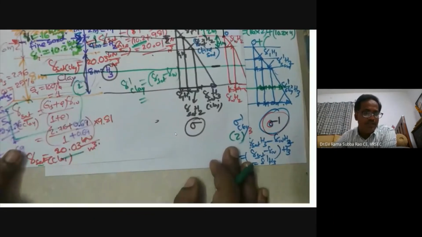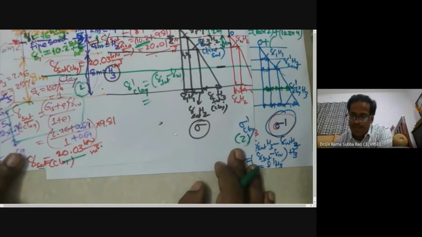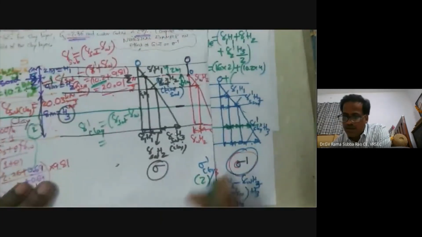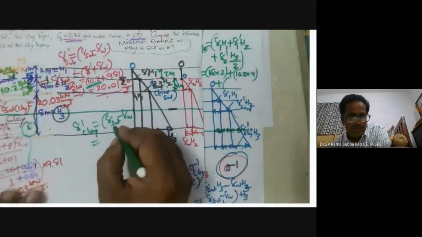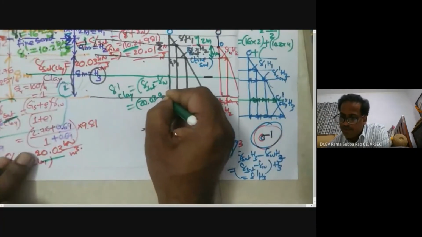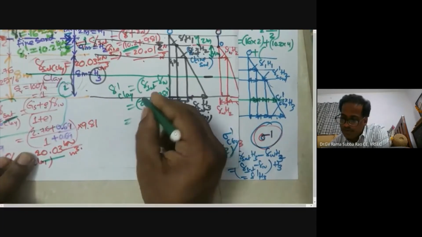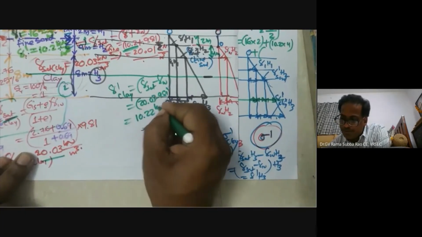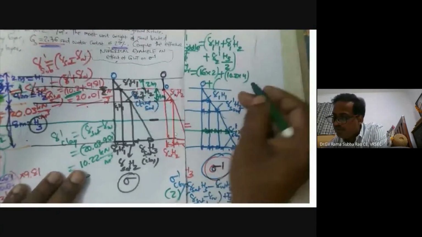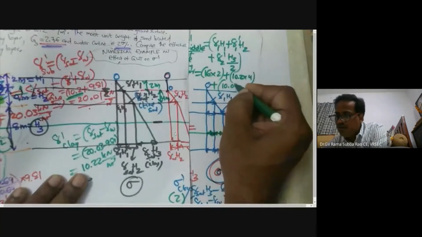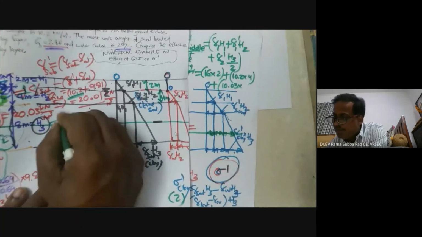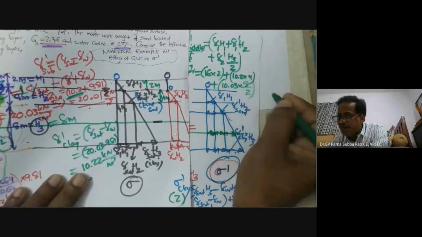Gamma sat is equal to G plus e gamma W by 1 plus e, where degree of saturation is 1 because I am writing saturation. Now one can see here I got gamma sat clay 20.03, 20.03 minus 9.81. That gives a value 10.22 kilonewton per meter cube. Now let me finish the question. Now we have gamma 2 dash 10.03 into H3 by 2. H3 here, as I told you, is 8 meter, 8 by 2.